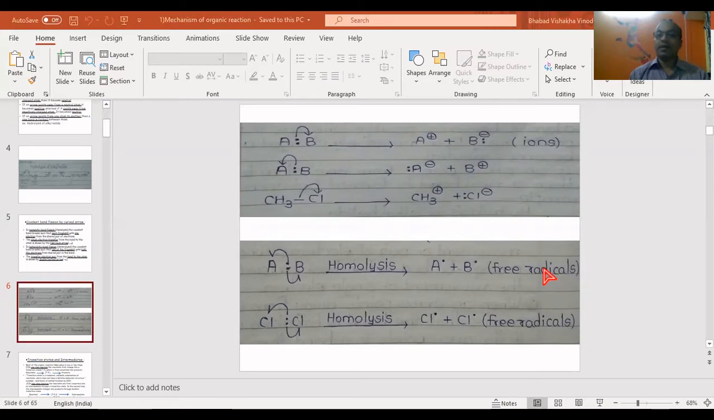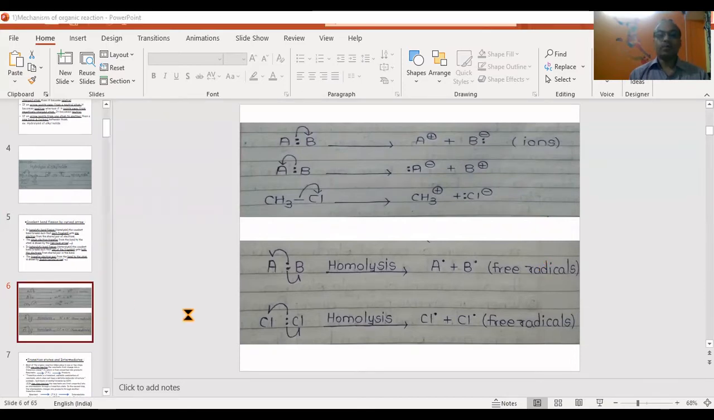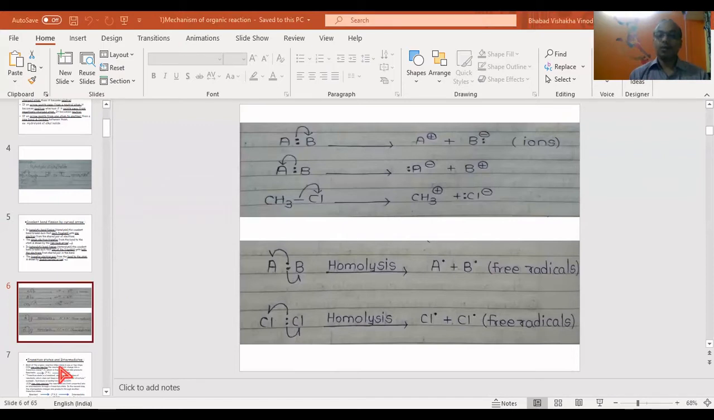Similarly, homolysis is shown here. We will get free radicals. If you transfer one electron from the pair, we will get free radicals. We have Cl2, one electron transferred to one Cl, another electron transferred to the other Cl, and we will get free radicals.